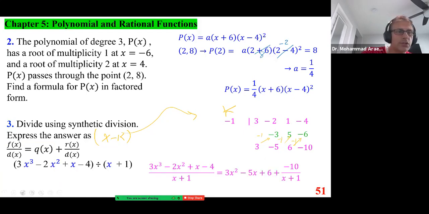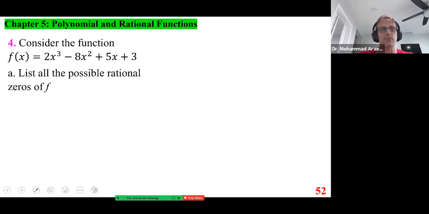Take a look at what's going on here. So we get 3, negative 5, 6. Now the exponent is 3. We are dividing by x plus 1, so it goes down by 1. X cubed becomes x squared, and you move on. 3x squared minus 5x plus 6. And the last one is your remainder. You can say plus and put this on top of x plus 1, the divisor, or change it to minus 10 over x plus 1. Makes no difference. As long as you understand the meaning, you're in good shape.